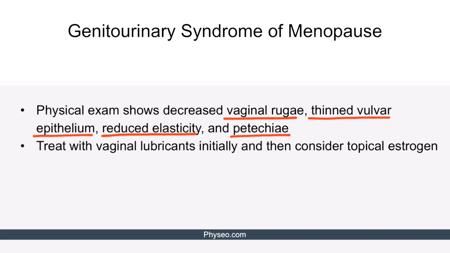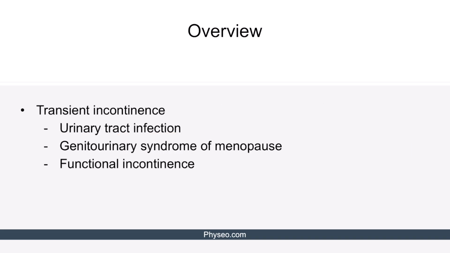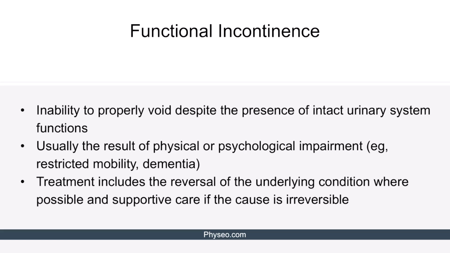Now, as far as treating these patients, you want to start with vaginal lubricants, those that are not hormone related, and then you can consider topical estrogen if the lubricants don't work. Let's finish our discussion of transient incontinence by covering functional incontinence. So functional incontinence is defined as the inability to properly void despite the presence of intact urinary system functions. Most commonly, this is the result of physical or psychological impairment, such as a patient who has restricted mobility following a leg operation, or a person suffering from dementia.